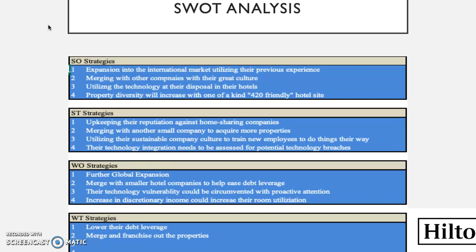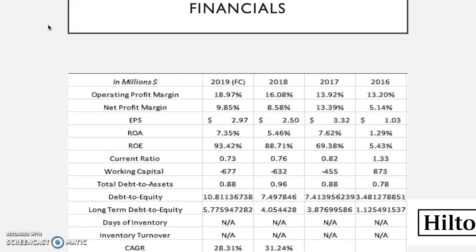SWOT analysis. There's a lot of different strategies that came up throughout this experience, but the biggest thing will be expanding into the international market, utilizing their previous experience. They have 100 years of experience in the hotel world, and 60 to 70 years of that have gone directly into international hotels. As a matter of fact, they held the biggest market share of global hotels until they lost ownership in those with a failed partnership with Pan Am. And so the company has that experience, and they should definitely utilize that moving forward.